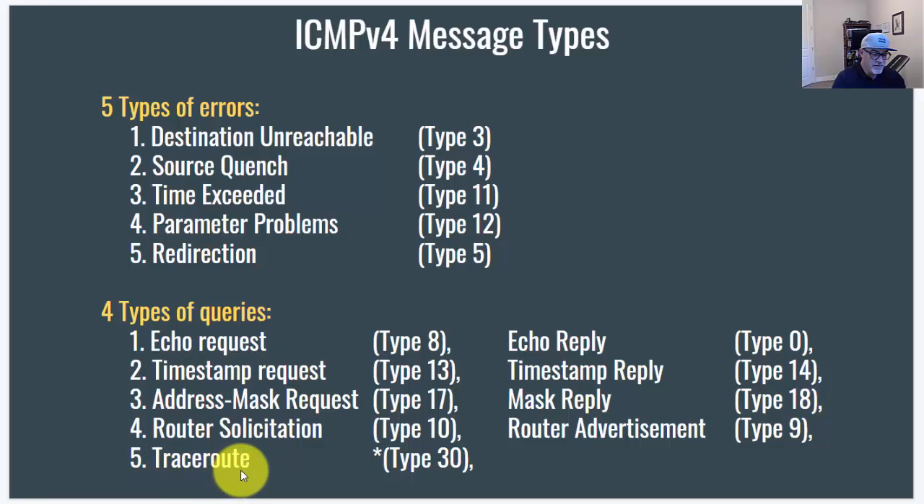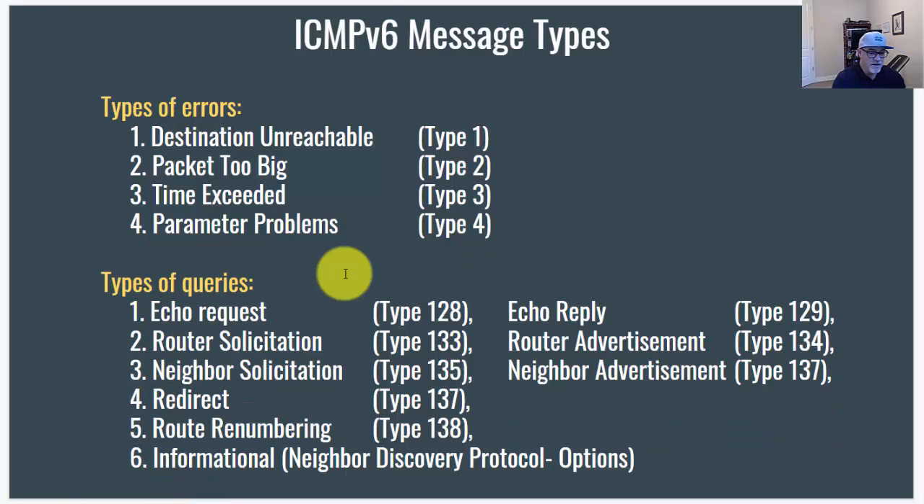Now, the traceroute utility, there is an experimental upgrade to the traceroute utility that used the type 30, but it's not really implemented. So basically most systems are just using the old implementation of traceroute, which we'll talk about also. All right, and then ICMP version 6 message types, they're slightly different.